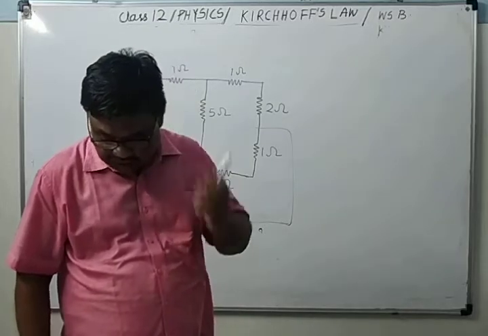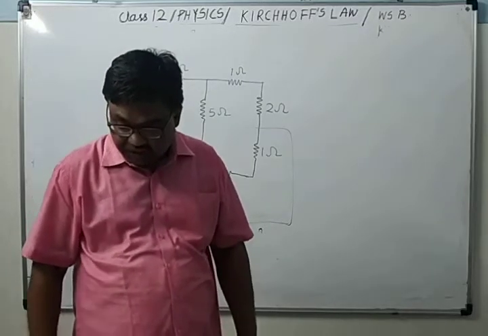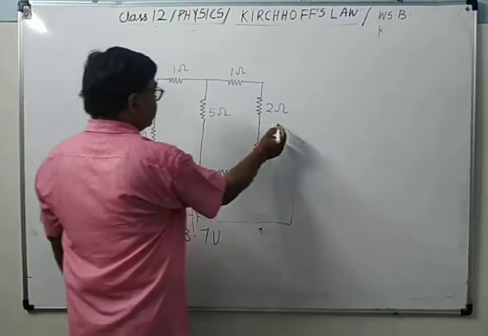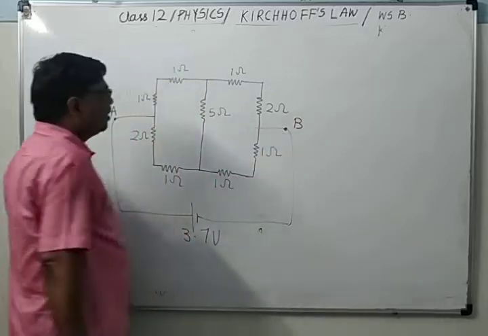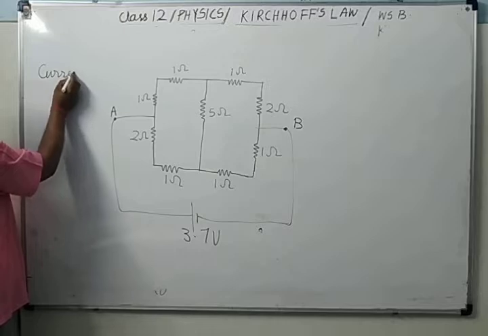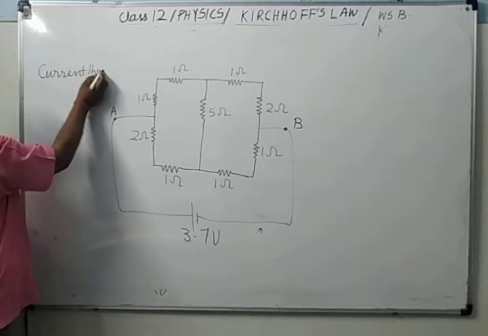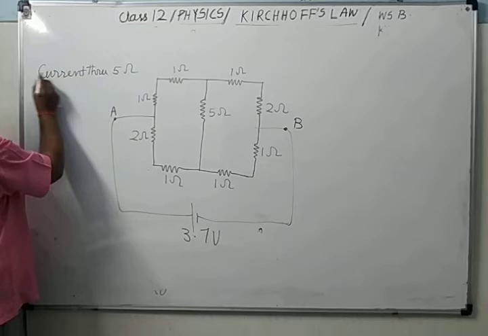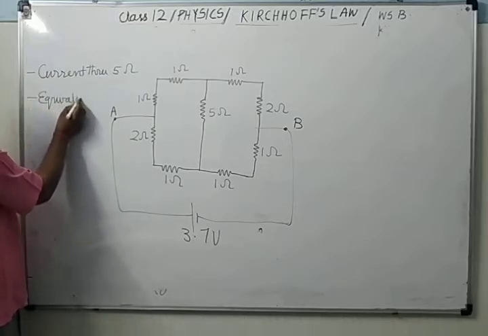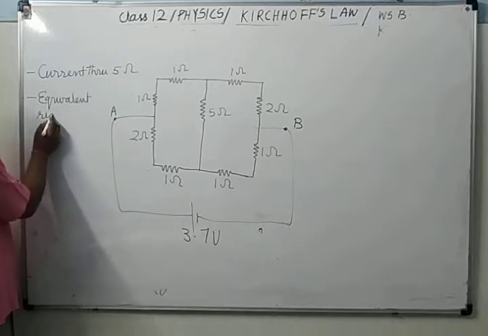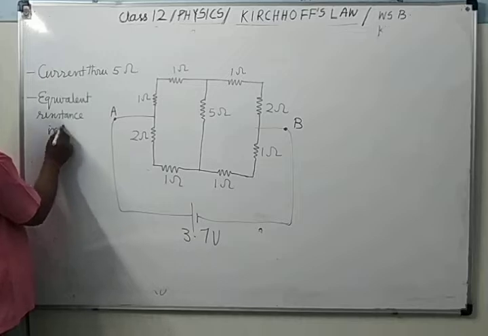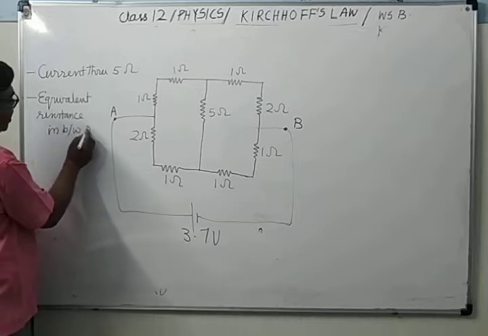current through 5 ohm resistance and the equivalent resistance between A and B. Number 1, you have to find the current through the 5 ohm resistance. And the equivalent resistance in between A and B.